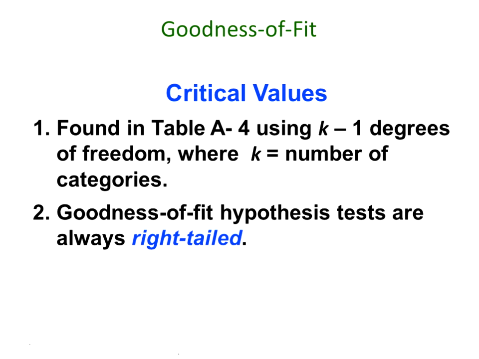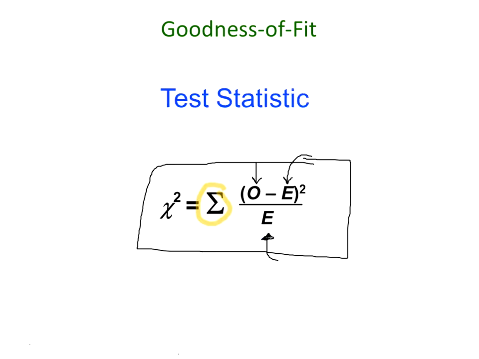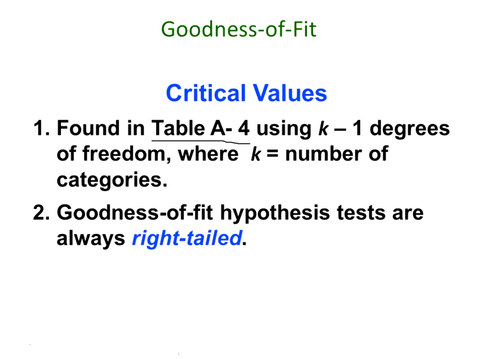And then our critical values, if we're using the traditional method of hypothesis testing, we're going to get from table A4. Remember, our test statistic starts with chi-squared, so that means we should be looking at table A4 when we get our critical values. K minus 1 degrees of freedom is what we're going to use. K is the number of categories.